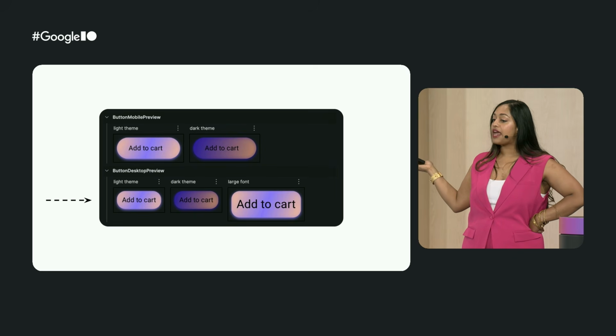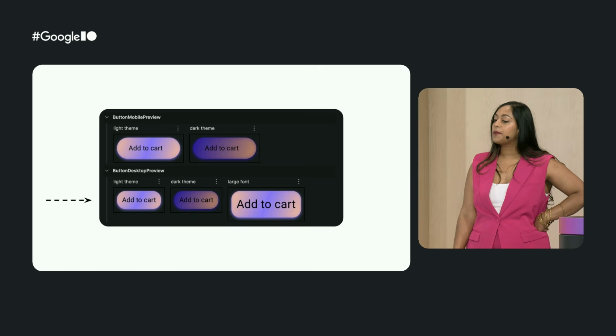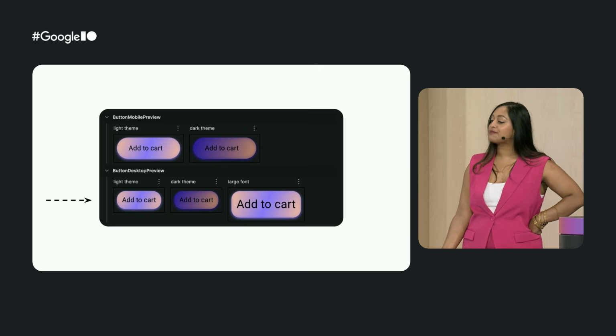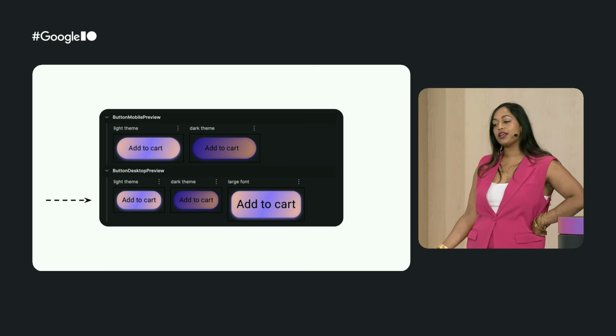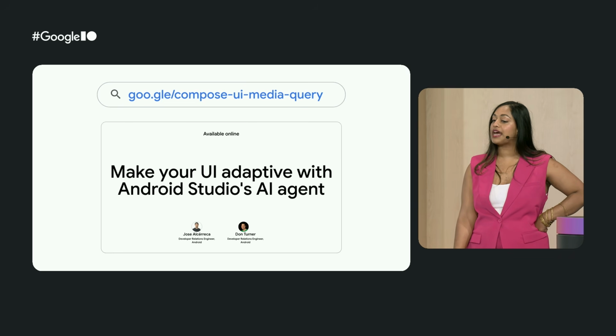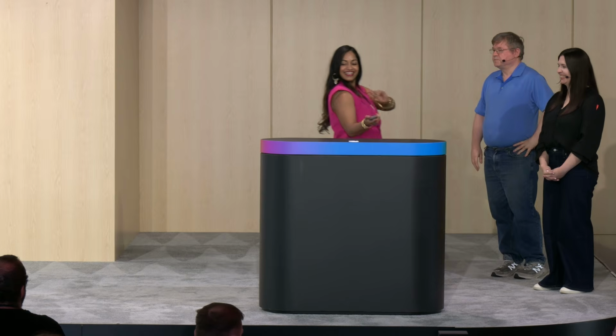Here, you can see this set of buttons changes padding and size when on a device with the mouse plugged in. The button right at the bottom, let's try it again. The button right at the bottom overall looks smaller, even though we are using the exact same composable. The style will now automatically adjust based on device properties. And you can learn more about the newest Media Query APIs at the link right here. And be sure to check out Make Your UI Adaptive with Android Studio's AI agent, or ask Don and Jose right here. Back to Chuck.